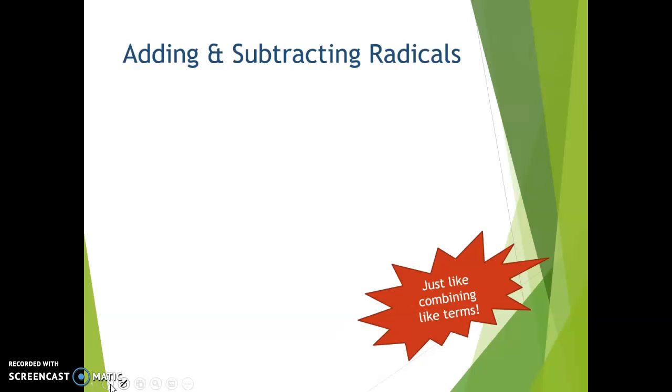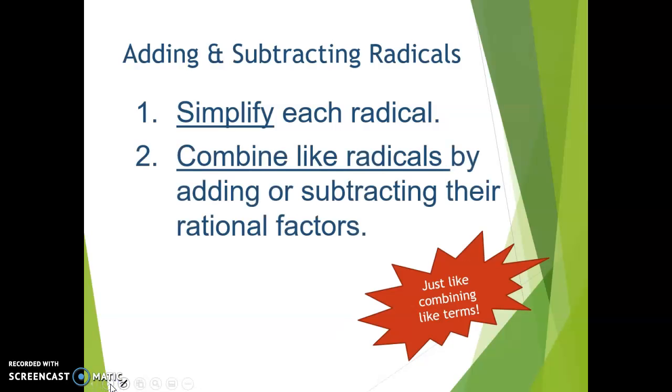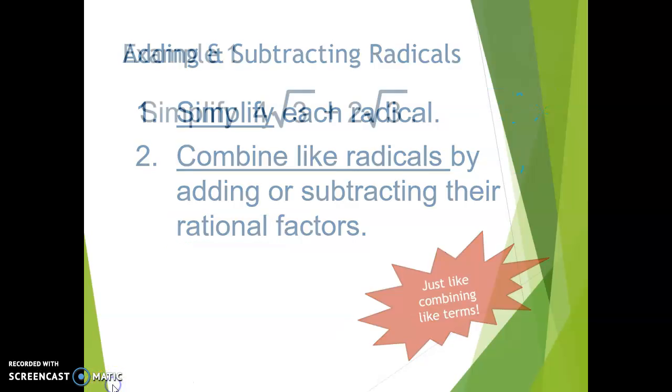Let's talk about adding and subtracting radicals now. It's just like combining like terms. First, we want to simplify each radical. That's the step where we do the prime factorization. We remove any of the factors that have square or cube or perfect roots. Then we combine like radicals by adding or subtracting their rational factors. Those are the numbers outside the roots. So when we had 3 and then the cubed root of x just a minute ago, this is the rational part. That's what we're combining, kind of like the coefficient when we combine like terms.